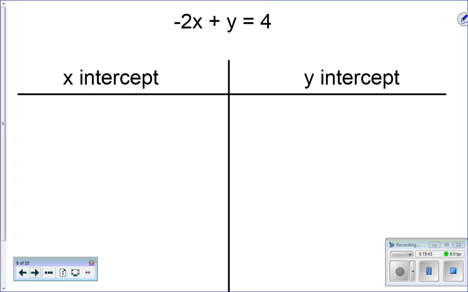Here's my next one. My function is negative 2x plus y equals 4. This is a trickier one now. A chart like this. You can use an x-intercept. You can use intercepts on this. So for your x, what are you going to put in? You're going to put in 0 for your y, right? So it's going to look like this, 0 for your y. Then you're going to solve.